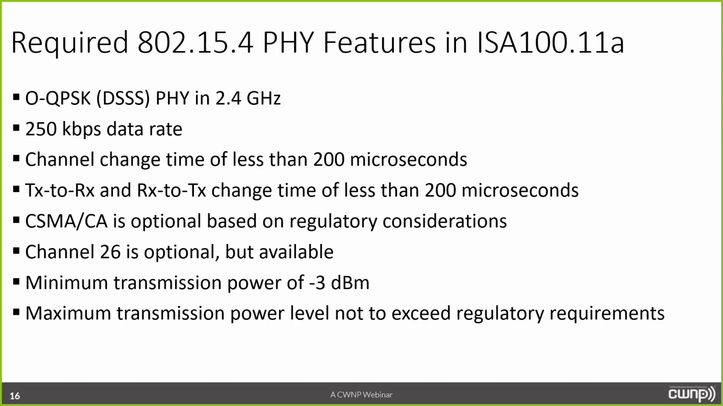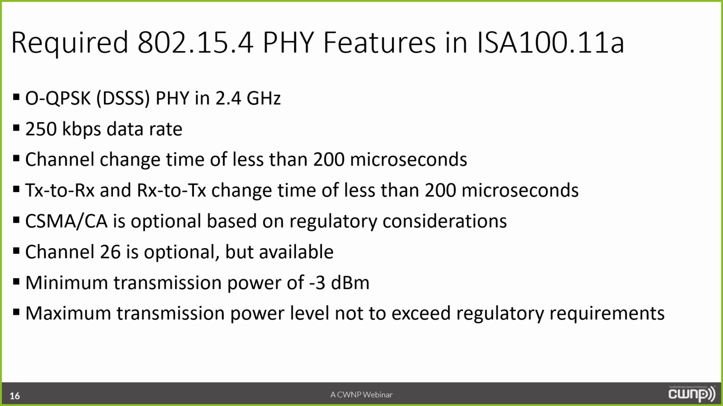Now, required features of 802.15.4. Again, OQPSK with the DSSS modulation in 2.4 gigahertz, has the supported 250 kilobits per second data rate, which is what that PHY supports. The channel change time, less than 200 microseconds, so it has to be able to switch during channel hopping within 200 microseconds. The turnaround time is 200 microseconds for TX to RX and RX to TX.